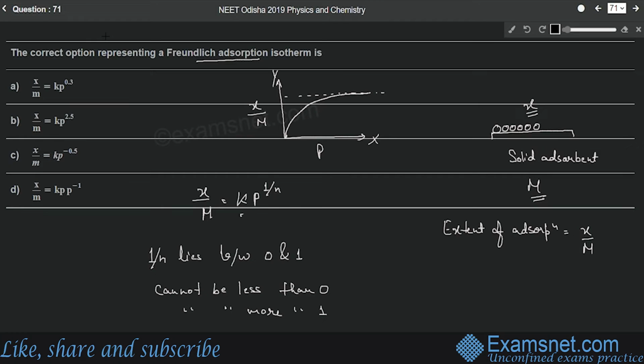Now let's have a look at the given options. In the first one, we have kP to the power 0.3. Does it lie between 0 and 1? Yes, so this is possible. In the second one, we have 2.5. That means it is more than 1, so this is not possible. In the third and fourth, we have negative values for 1 by n. That means these are less than 0, so these are also not possible. So the only possible option is option number A. Therefore, it will be the correct answer.